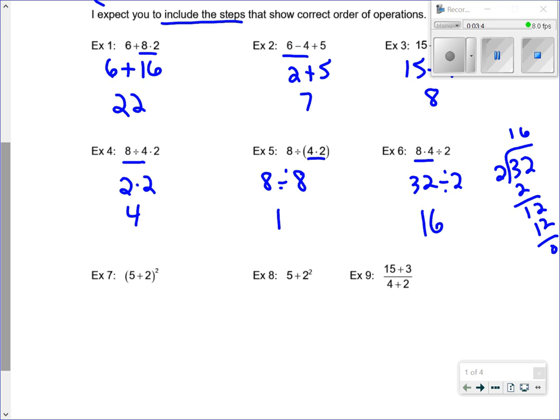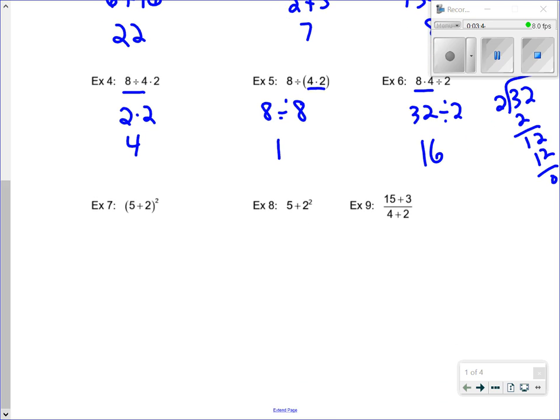Okay? All right, example 7. We love problems with parentheses because we always know what we're supposed to do first. We do what's inside the parentheses. 5 plus 2 is 7, and 7 squared. Now, I want to remind you that 7 squared is not 7 times 2. 7 squared is 7 times 7, which is 49. Example 8, we have addition and we have an exponent, so we're going to do the exponent first. This is where I want you to copy down the 5 and the plus, and then change 2 squared into 4, and then 5 plus 4 is 9.